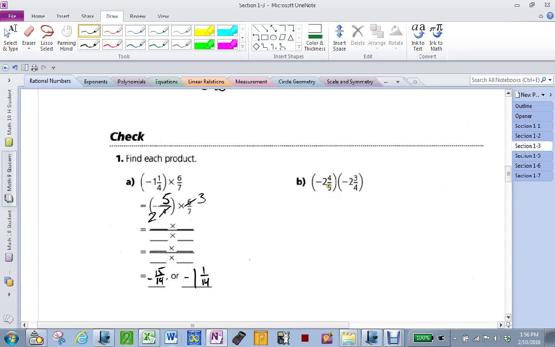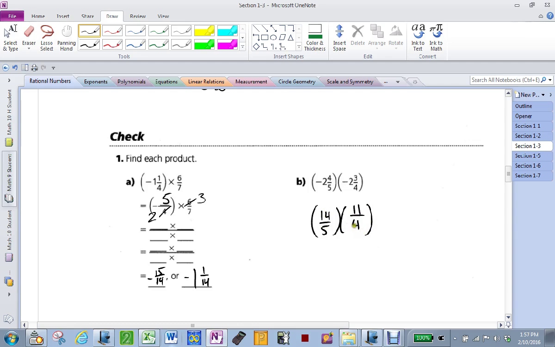So, let's improper fraction them. What's 5 times 2, plus 4? 14 over 5. And I don't care about the sign because I know it's going to be positive. And what's this one going to be? 8, and then 11 over 4. There we go, 11 over 4. Now, I check my crosses.